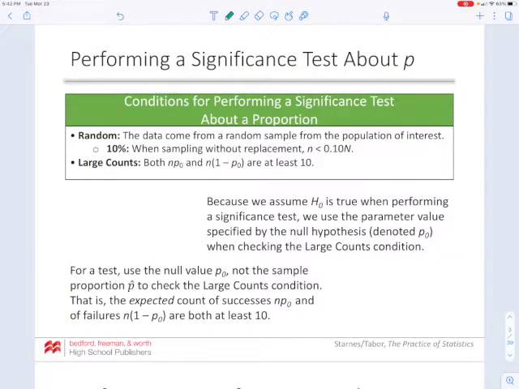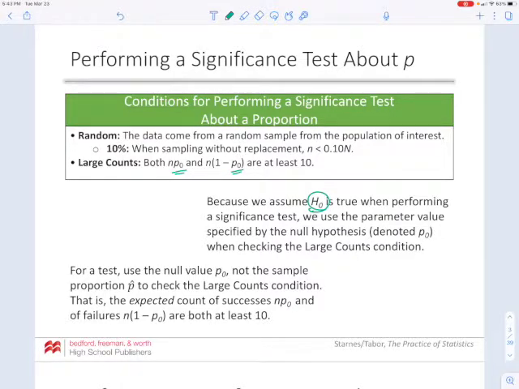When we perform a significance test, we have the same conditions as a confidence interval: random, 10%, and large counts. But now remember we have 2 hypotheses, a null hypothesis and an alternative hypothesis. When we're using p in these conditions, it is important that we use the null hypothesis, the claimed value. Remember, in a hypothesis test, we are assuming that the null hypothesis is true, so the p we use in our conditions should be that claimed value.